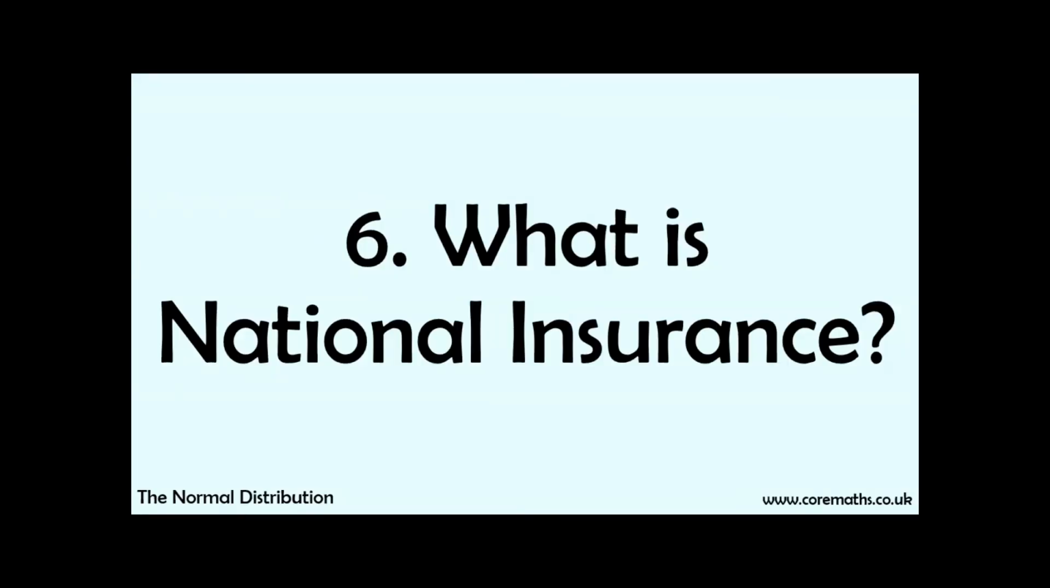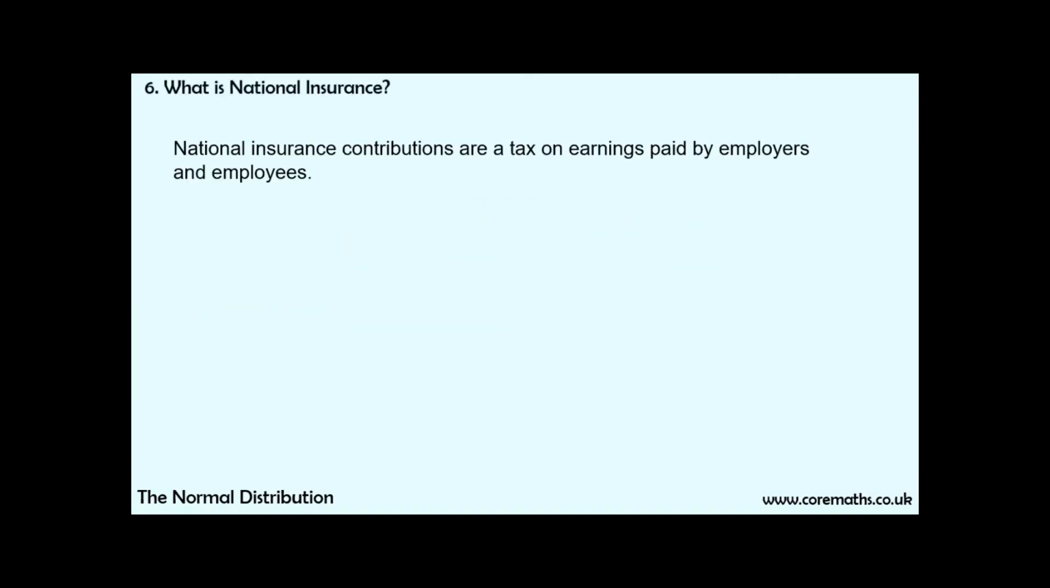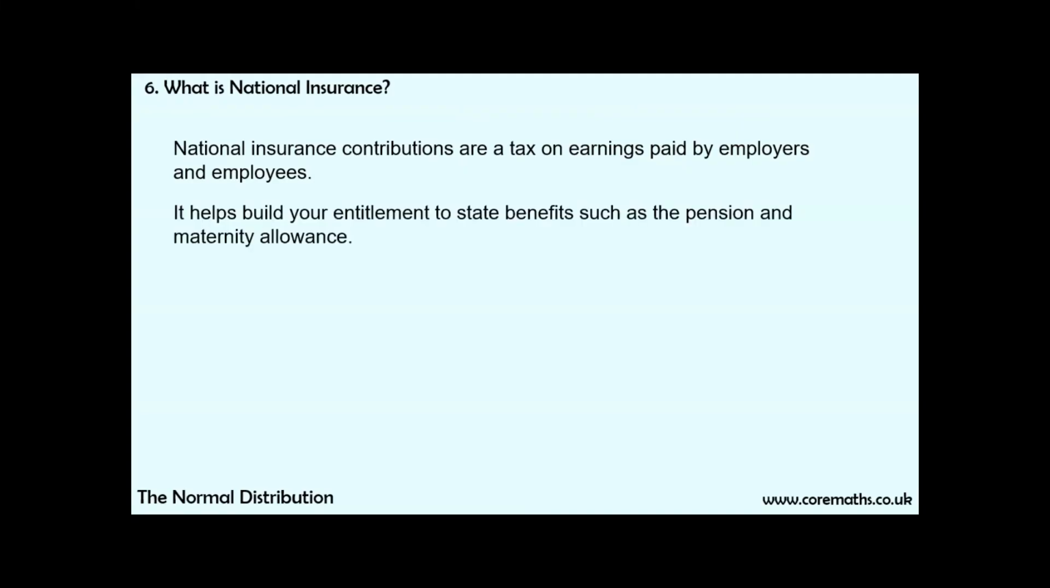Section 6 is about national insurance. What is national insurance? Well, national insurance contributions are a different type of tax on your earnings. It's paid by employers and employees. So the employee, that's you, you're going to be paying some of this, but also your employers contribute as well. It helps build your entitlement to things like state benefits, so the pension for when you retire and maternity allowance if you need that.